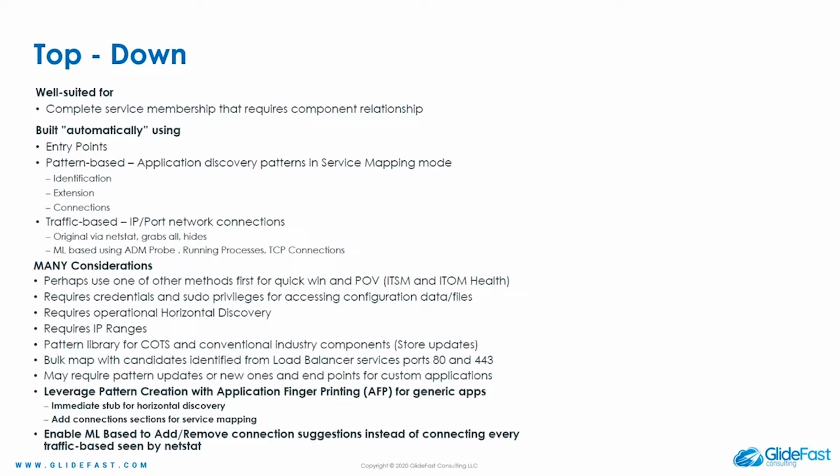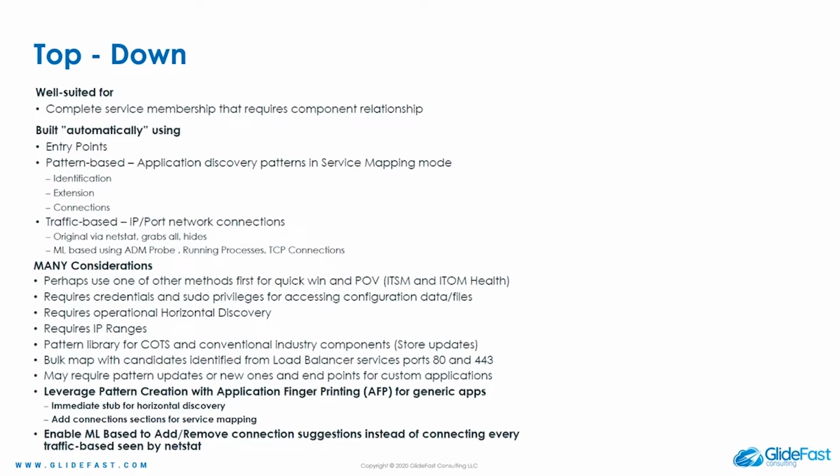If you do have load balancer discovery in place, you can bulk map with candidates identified based on the load balancer services. And so, talking about application fingerprinting, this is kind of a new feature, and I think they brought it in Paris. For generic applications, it suggests and potentially creates your discovery pattern and discovery identifier without you doing too much. You're just looking at the suggestions.